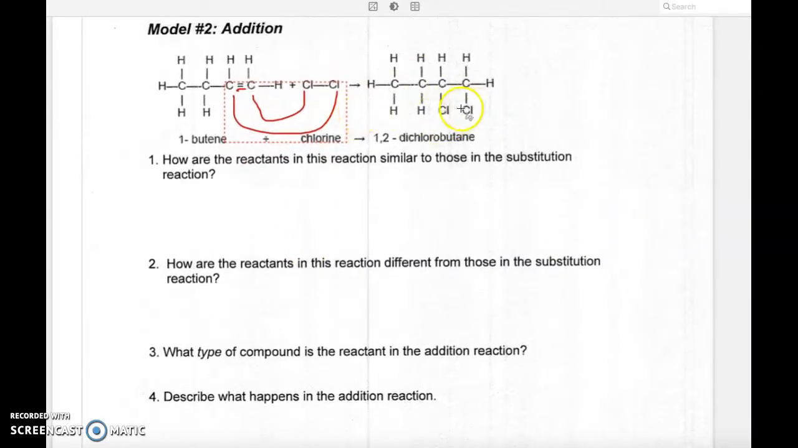And obviously, because we see two chlorines right here, this is no longer a hydrocarbon, meaning it's no longer an alkane, alkene, or alkyne. We have to look at Table R to see what type of compound we've created. And this is a halide organic compound, just because we have the Cl's attached to our carbons here.